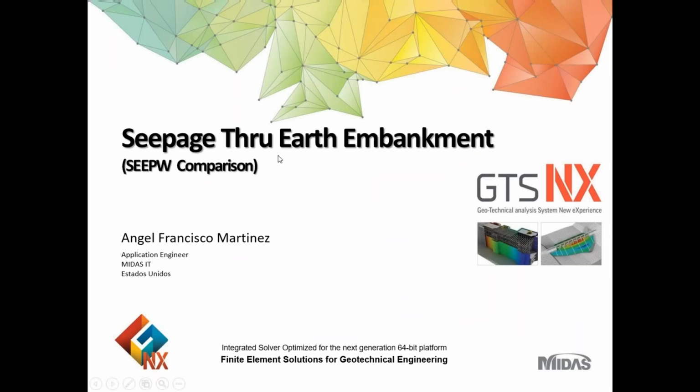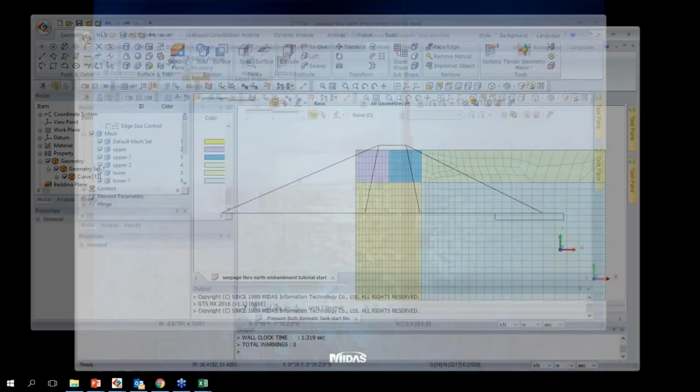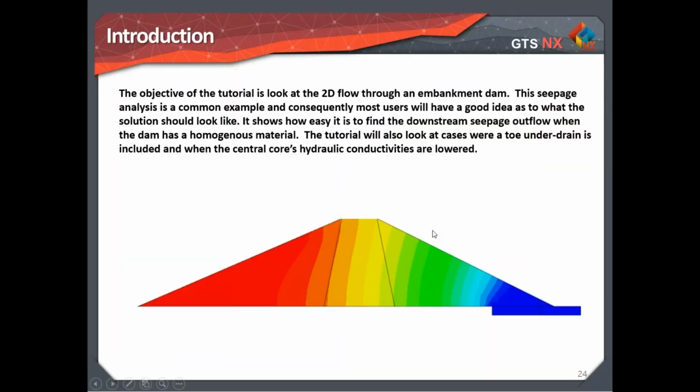Now we're going to go to seepage. We're going to compare a seepage through an earth embankment for SEEP/W. In this tutorial, we're going to do a 2D analysis. And we see here we have basically an embankment. The water would be on the left side, and we're going to vary the porosity properties of the core to see how this is affecting the seepage from left to right.